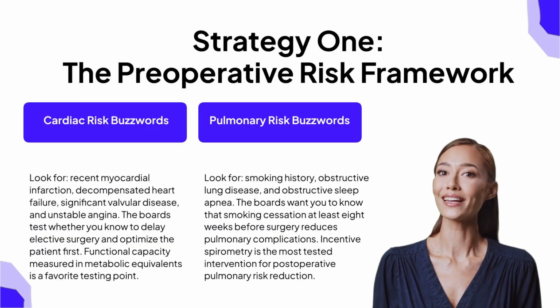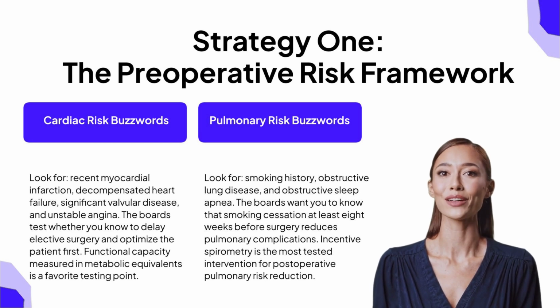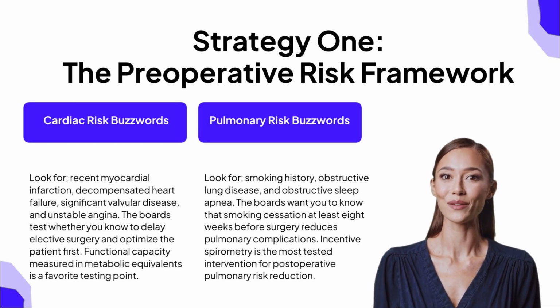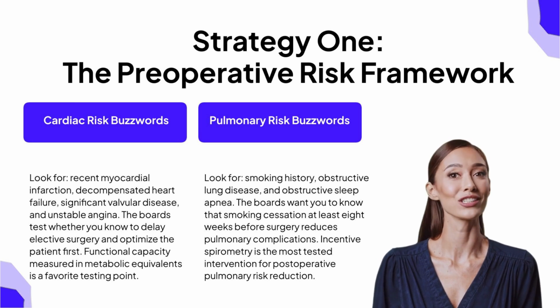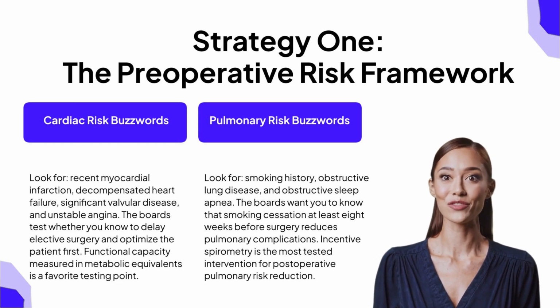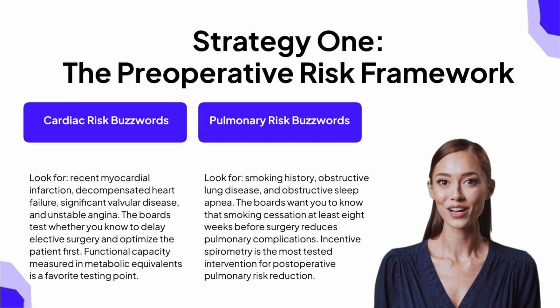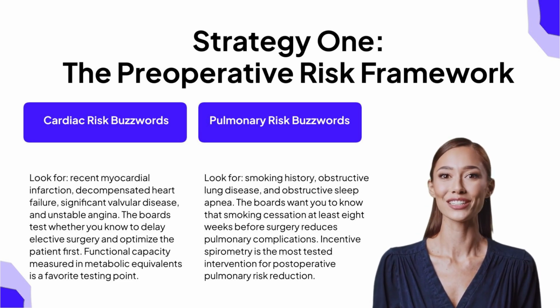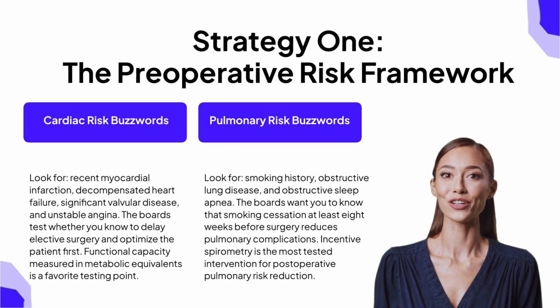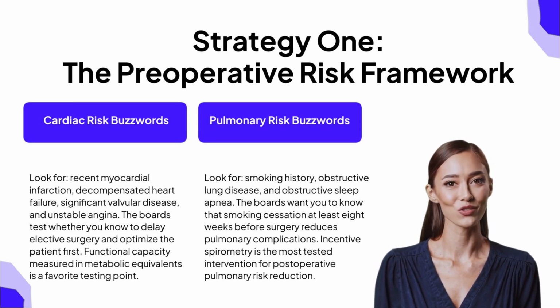Our first strategy is the preoperative risk assessment framework. When you see a question asking about preoperative evaluation, the boards are testing whether you can identify the major risk factors and know the next best step. For cardiac risk, look for buzzwords like recent myocardial infarction, decompensated heart failure, significant valvular disease, and unstable angina. The key concept tested is functional capacity measured in metabolic equivalents.